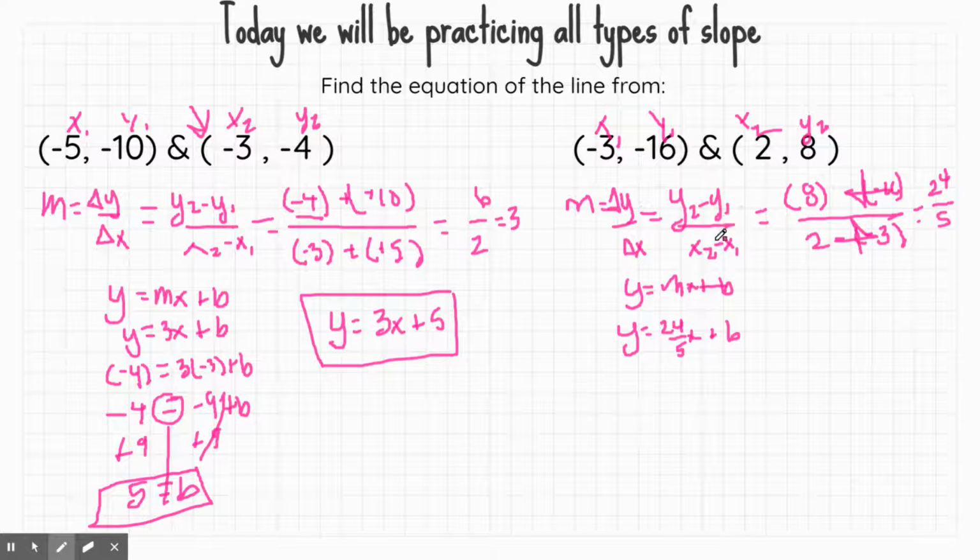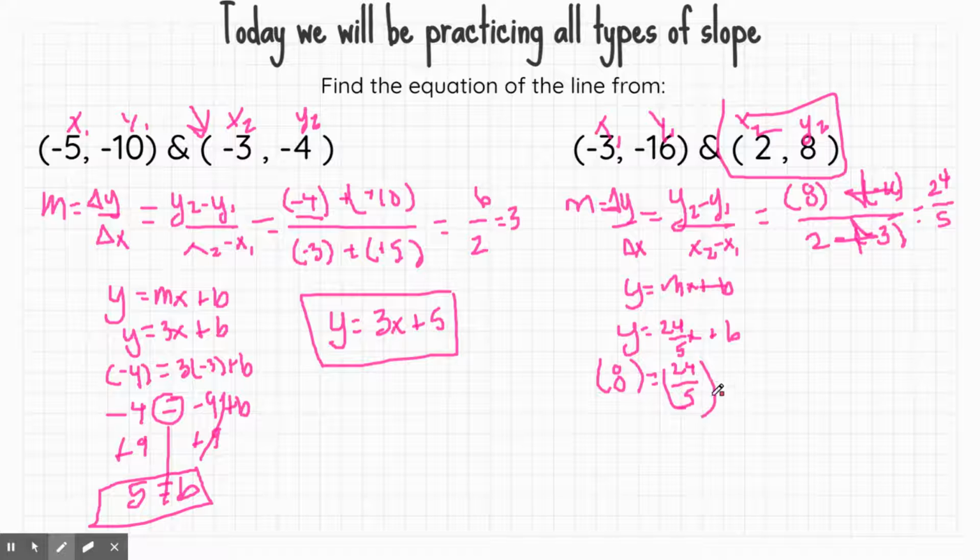Now I'm going to plug in any of the 2 points I can pick. I'm going to do 2 and 8 just because I don't like negative numbers a whole lot. So I'm going to plug in 8 equals 24 over 5 times 2, and to be able to multiply those together, I'm going to have to put 2 over 1, so I'm just going to do that now, plus b. There is nothing that can reduce this, so I'm going to bring this down and just multiply across. 24 times 2 is 48. 5 times 1 is 5 plus b.